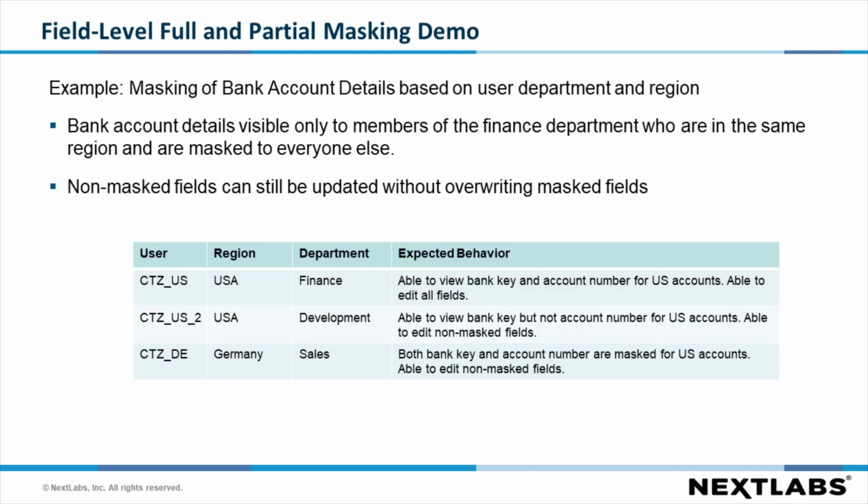In this example, we will show masking of bank account details based upon user department and region of both the user and of the bank account information. We will define three users: Citizen US, Citizen US2, and Citizen DE for Germany. Depending on the citizenship of the user and their role or department, they will be able to see either the bank key and/or the bank account number. We will also show how users can update non-masked fields without overwriting the masked values.